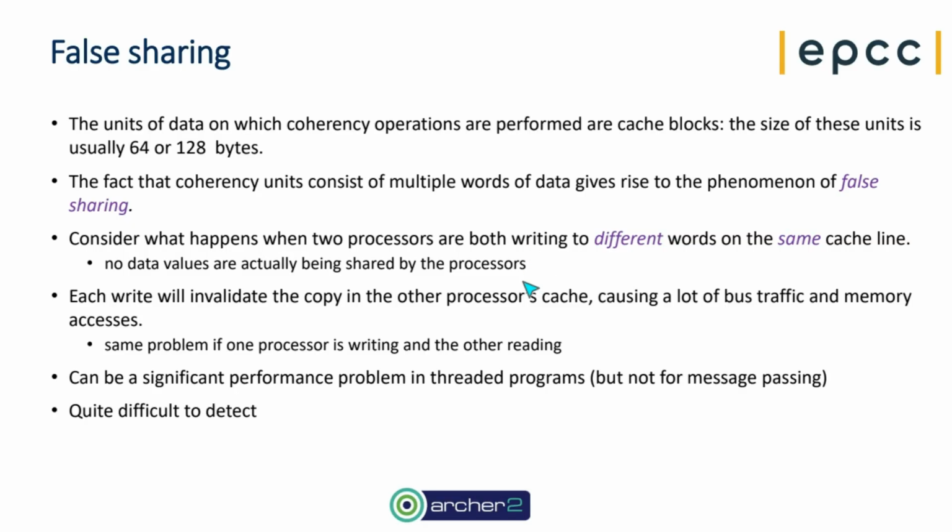So what's going to happen in that case is that each write will invalidate the copy in the other processor's cache. That causes a lot of memory traffic, because every time a data item has been trashed, it has to go and retrieve the up-to-date copy from wherever it is in the memory system. So that's something to be aware of, and it's something we'll talk about again tomorrow.